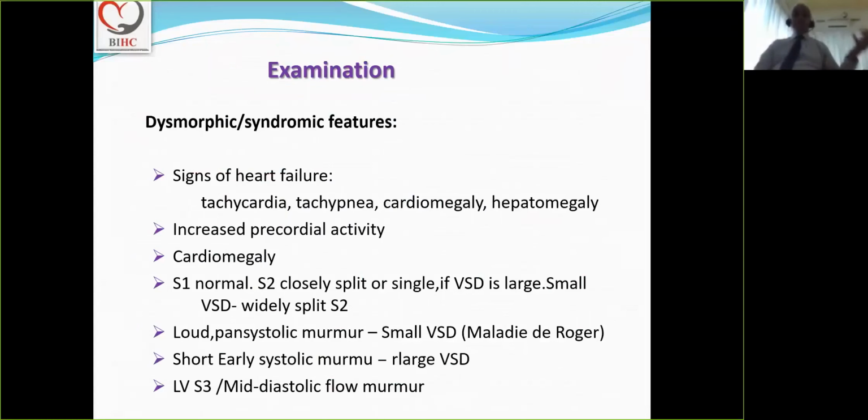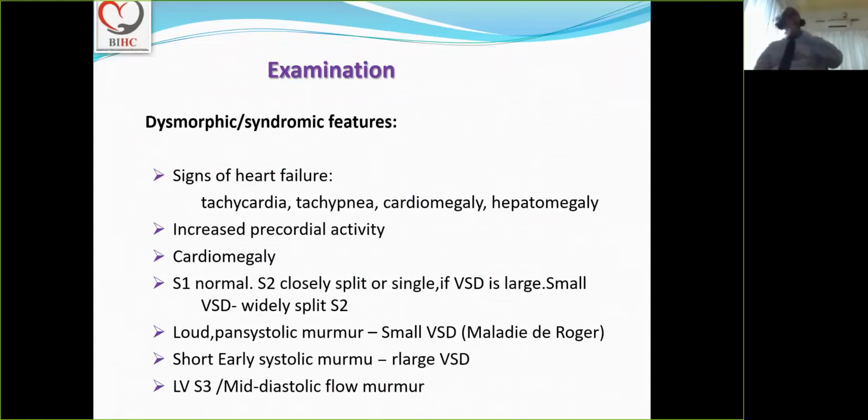Precordial activity is increased. You can feel that the apex beat is displaced down and out. On auscultation, the first sound is normal. The second sound is closely split or single because in a large VSD, both the ventricles are pumping against almost similar resistance, the pulmonary vascular being a little lower. On the other hand, in a small VSD, the murmur is louder, I'll come to it, and the second sound is widely split.